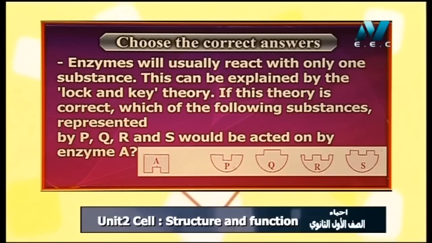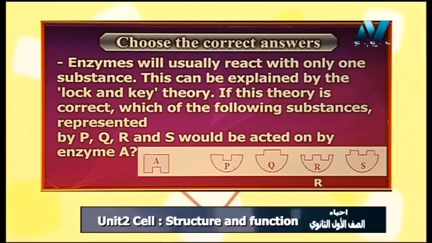If this theory is correct, which of the following substances represented by P, Q, R and S would be acted on by the enzyme A؟ يبقى بص كده عندي enzyme A اهو موجود وبعدين عندي substrate P Q R and S. وبعدين بيقول لحضرتك مين السبستريت بتاع الانزيم A. طبعا واضح قدامنا ان P ما تنفعش وQ كمان ما تنفعش لانها مش fit on the enzyme. S كمان ما تنفعش لكن الانسر هتبقى R.